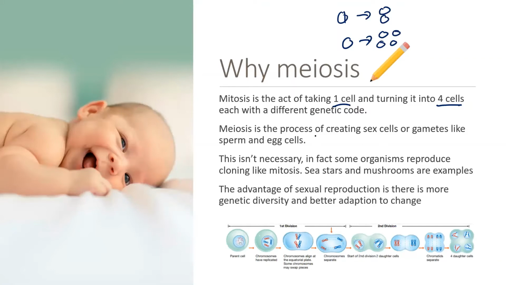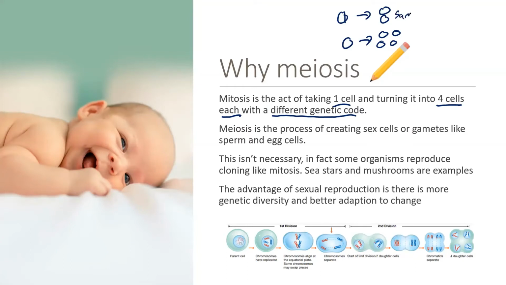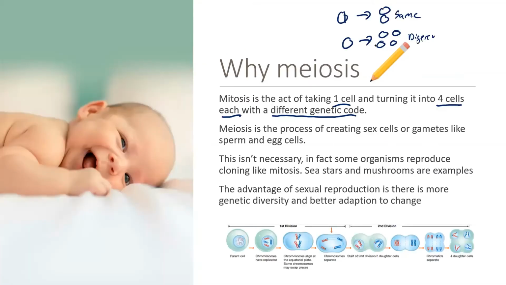But what's important is meiosis is the process of creating sex cells or gametes, like sperm cells or egg cells. Oh no, sorry, this is the important part. Each of these cells has a different genetic code. Rather than this one, where they're the same, this one, they are different. So maybe one's got crosses on it, maybe one's got dots on it, whatever. They're each different.